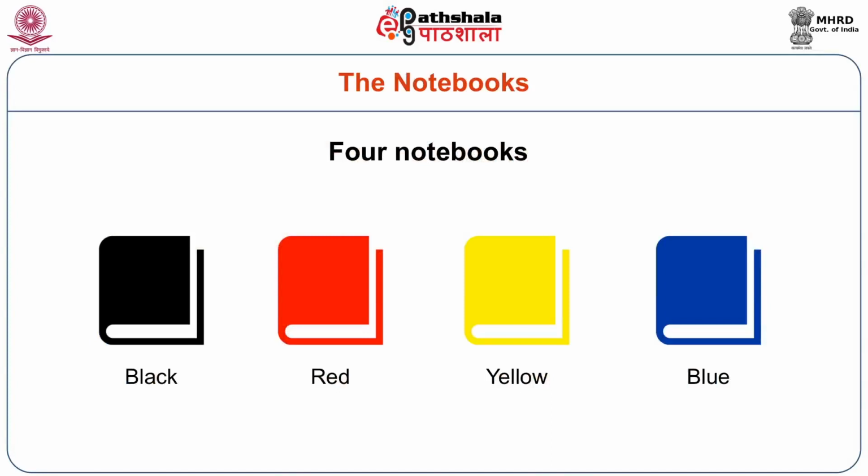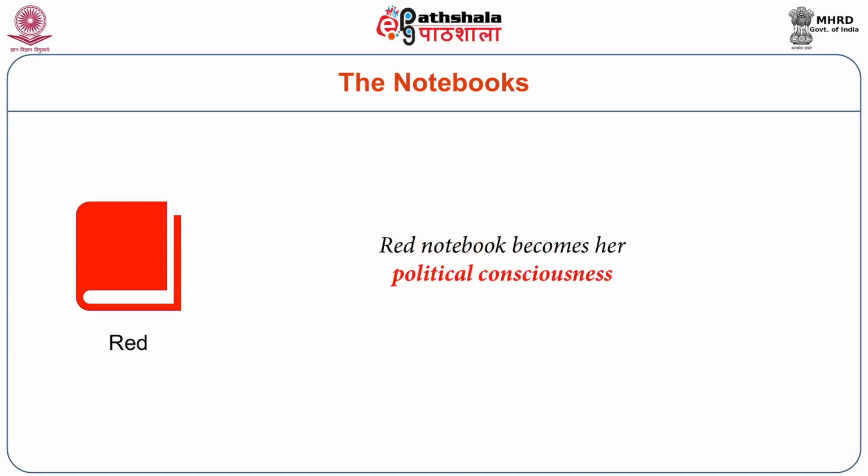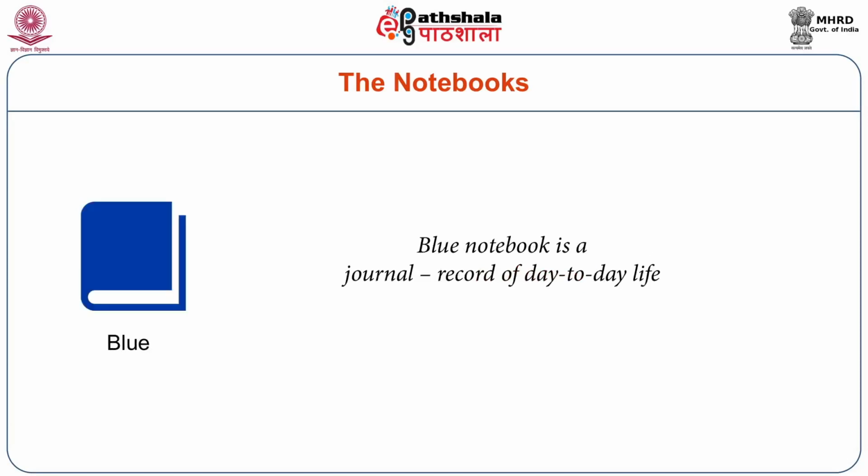Now let's look at these different 4 notebooks. These notebooks talk about different things. The black notebook records Anna's experiences in Africa. The red notebook is or becomes Anna's political consciousness. The yellow notebook is an extension of her creative self, and the blue notebook is a journal. It's a record of day-to-day life.